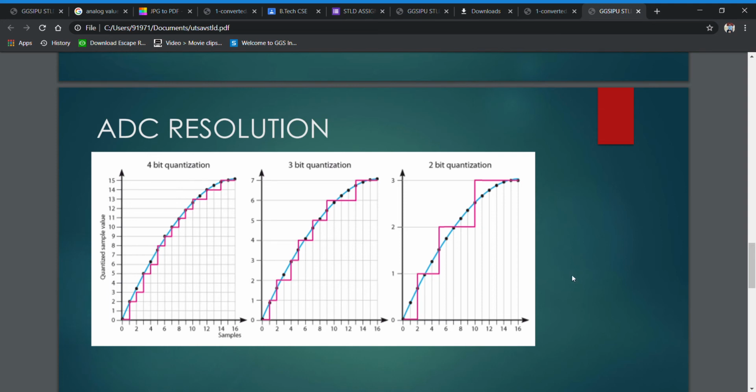So we see that on increasing the number of bits, the number of levels increases, so that the difference between 1 and 1.5 is more in 2-bit quantization than in 3-bit quantization, and than in 4-bit quantization. So on increasing the number of bits, the number of levels increases, because of which the quantization error decreases and we get a more approximate result.